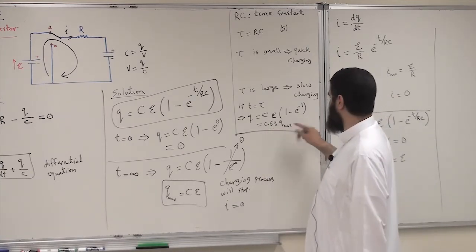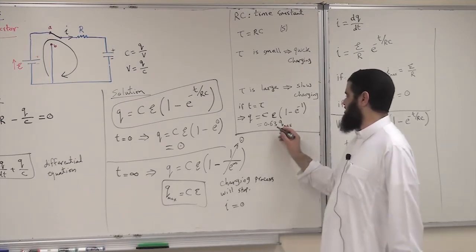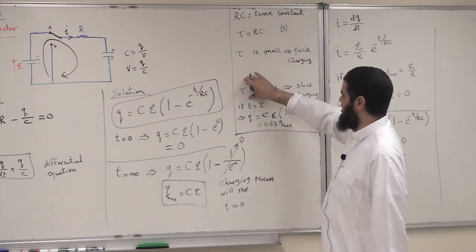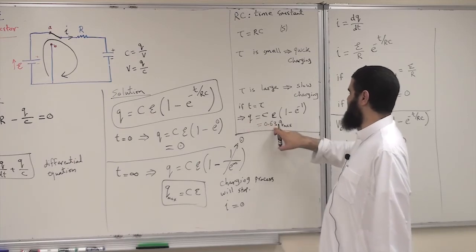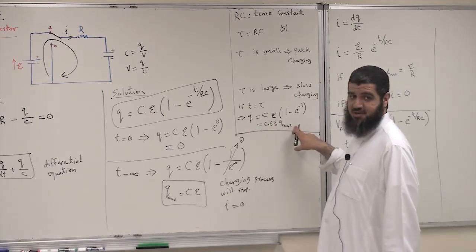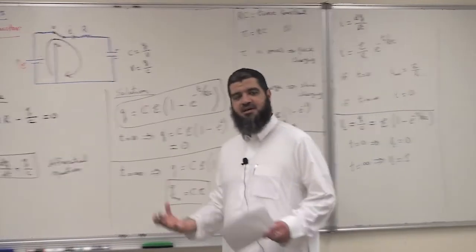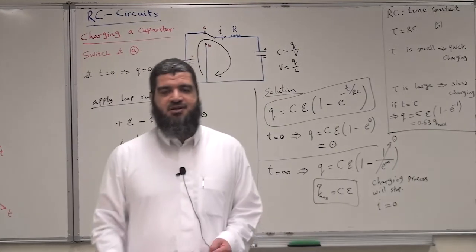So if this time is small, you will reach the 63% in very short time. If it is long, if it has a big number, the time needed to reach 63% of the maximum charge will be larger. So I hope now you have a useful understanding of what we mean by charging a capacitor.